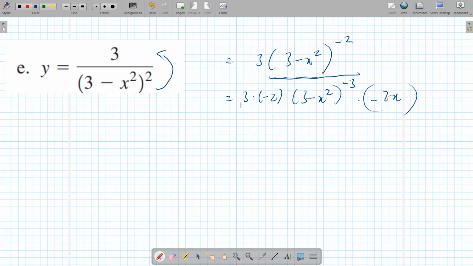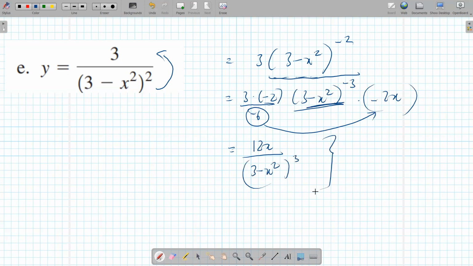Now look at this. 3 times negative 2 is negative 6. Negative 6 times negative 2x is what? 12x. Yep. And this guy, you can toss it back in the denominator to make it look nice and pretty. There you go. That's going to be the final answer for this one.